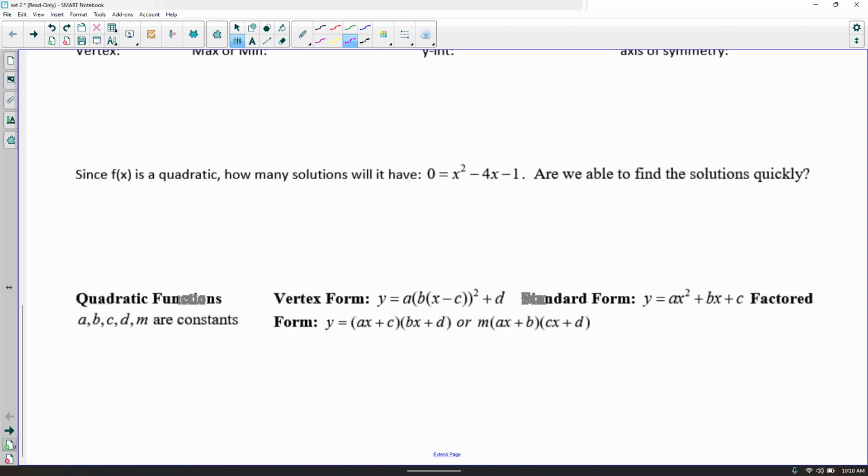How many solutions were there? 2. Could we find them quickly? No. All right. So there were 2 solutions, and no, we could not find them quickly. All right? We'll get better at that. We're going to go through those processes and get you better. All right, now, moving along.